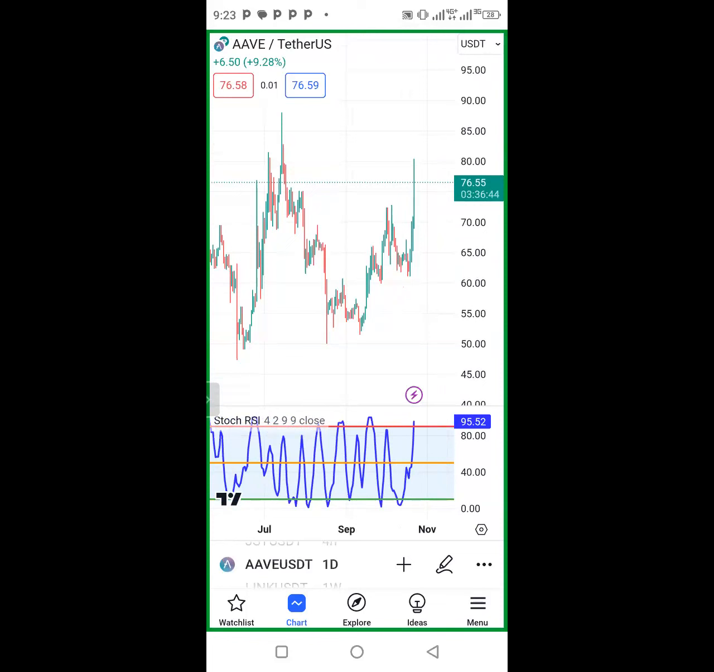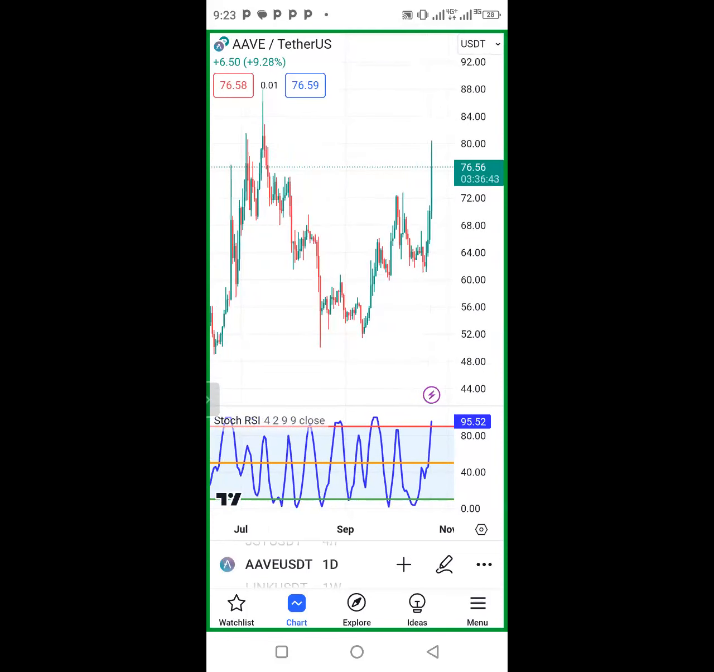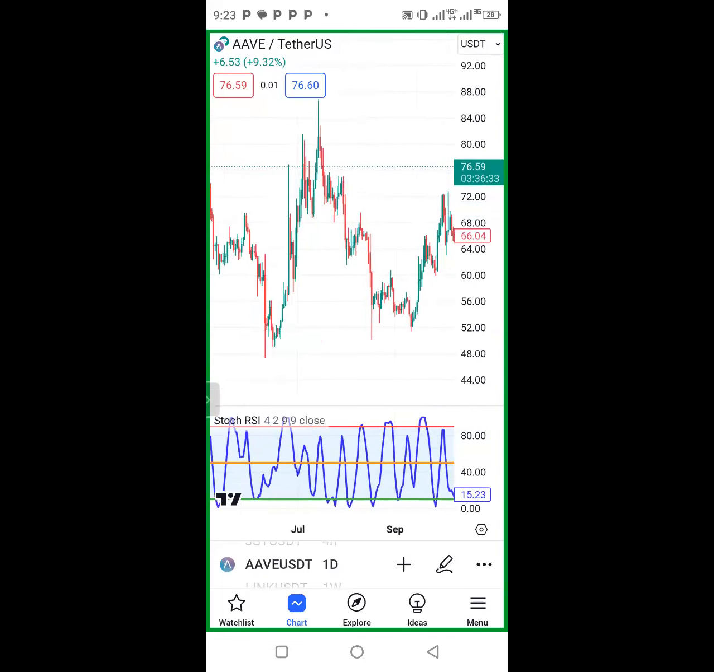If you know the stories of the candle, what it's telling you, you don't need indicators to trade. But it's fine. If you know how to use indicators, stick to it. Stick with what works for you. Now, just see, you see this. This is an uptrend. Why?